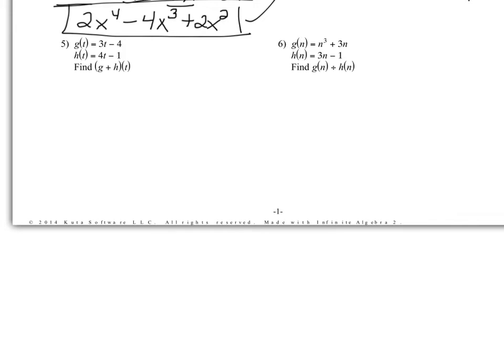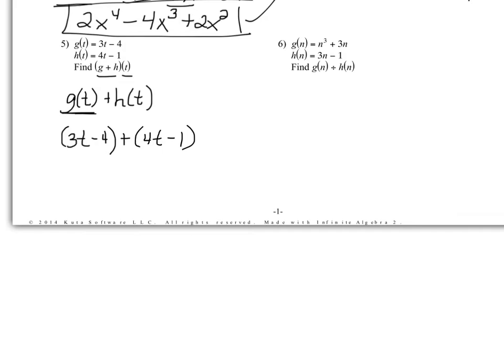Number 5, we're going to take g plus h of t. So that means g of t plus h of t. So let's figure out what g of t is. Well, g of t is this 3t minus 4. So we're going to have 3t minus 4 plus h of t is this 4t minus 1.